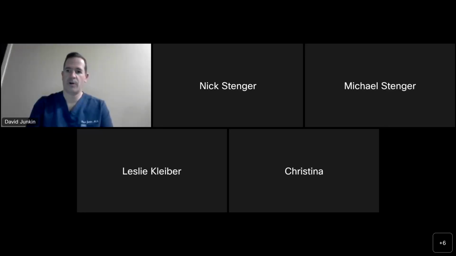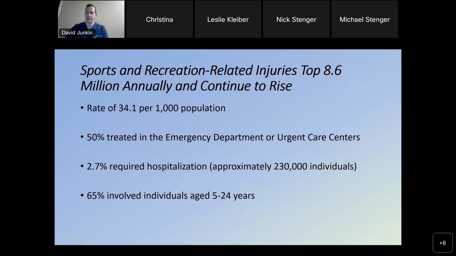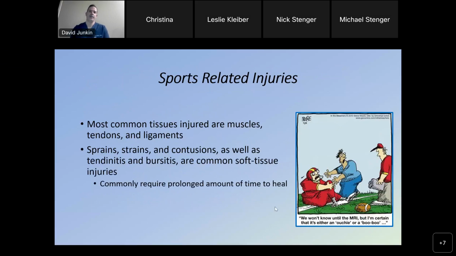The injuries are severe enough to require hospitalization. 2/3 of these are in the younger population. Again, let's see here. The sports-related injuries, the most common ones are to what we call the soft tissues, mainly the muscles, tendons, and ligaments. These comprise the sprains, the strains, contusions, which are the bony bruises, the bruises. Tendonitis, bursitis are also within that category.